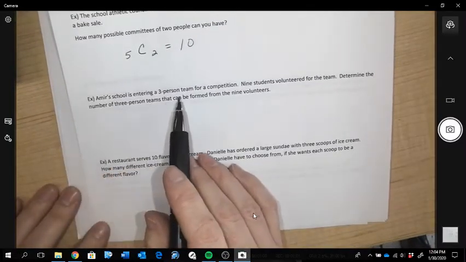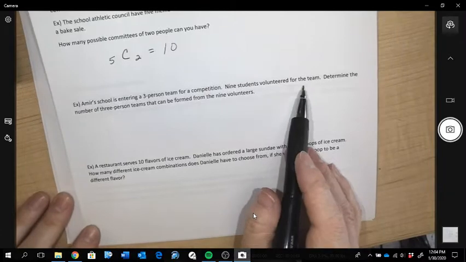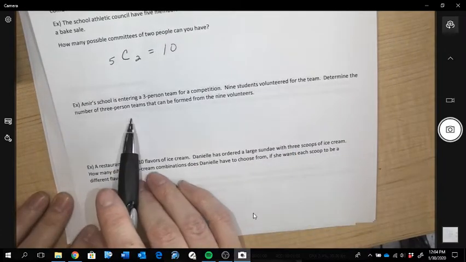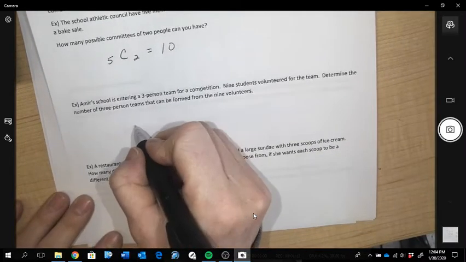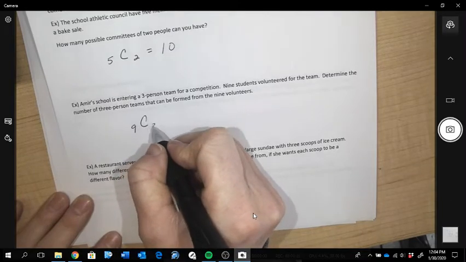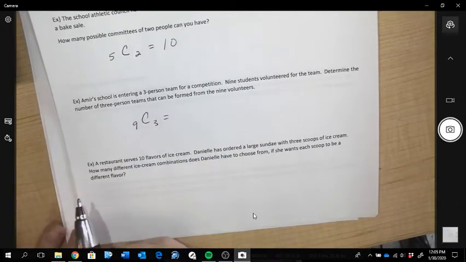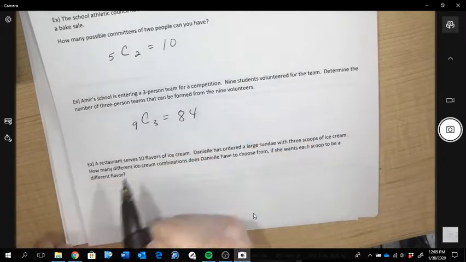Myers School is entering a 3-person team for competition. 9 students have volunteered. Determine the number of 3-person teams that can be formed. So you have 9 volunteers and you're going to choose 3 of them. Okay, so that would be 84.